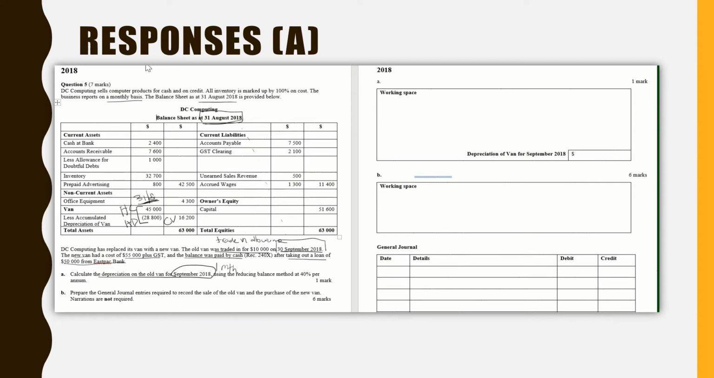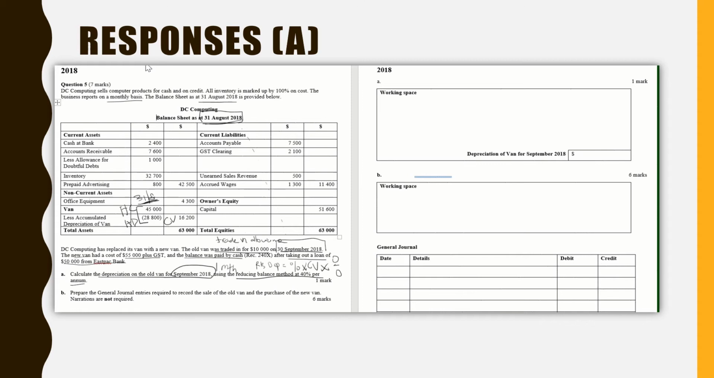We are calculating the depreciation for 1 month, and here we are told that the depreciation method is reducing balance at 40% per annum. When you see reducing balance, the first thing that you should be thinking of is the formula, which is the percentage multiplied by the carrying value and multiplied by the fraction, so the number of months that you're calculating this for. Now let's work on question A.